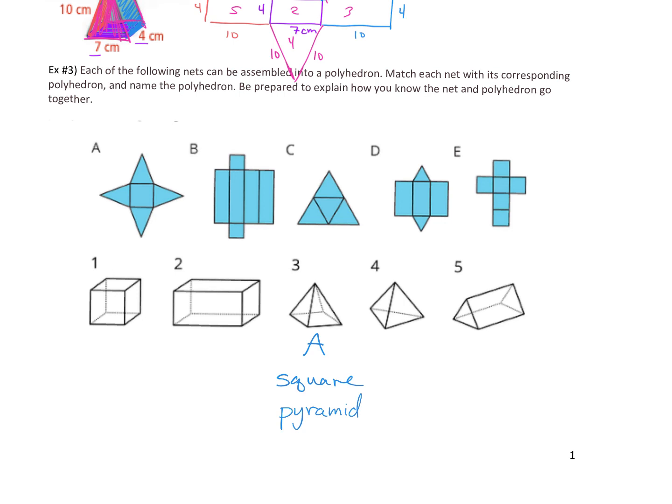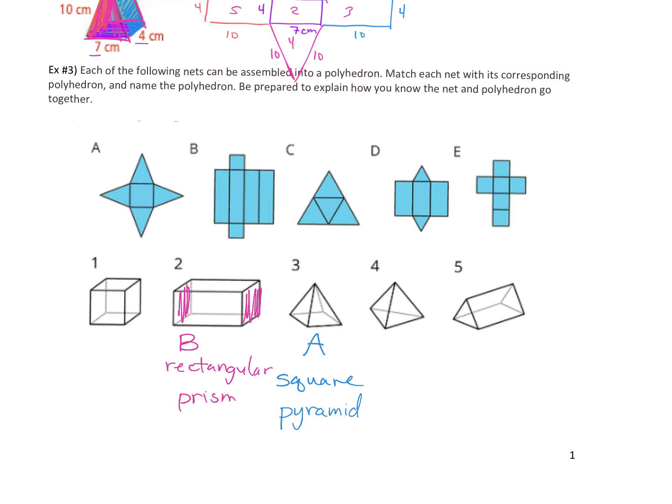Okay, letter B. Where'd you put that? 2. Yeah, B is number 2. Anyone know what that's called? It's a rectangular prism. This one's a prism. When they have 2 that are identical, that are parallel and congruent, right? This and this, or you could have said the top and the bottom. That is a rectangular prism.